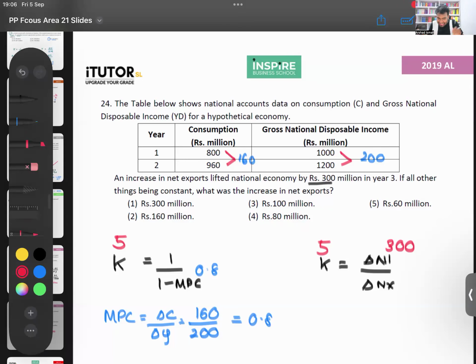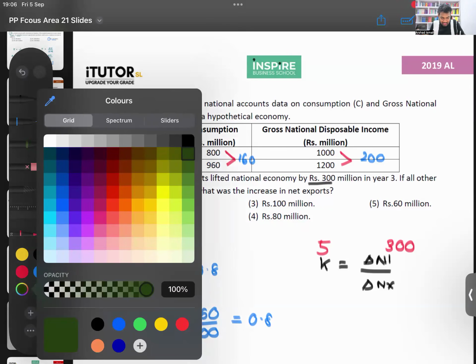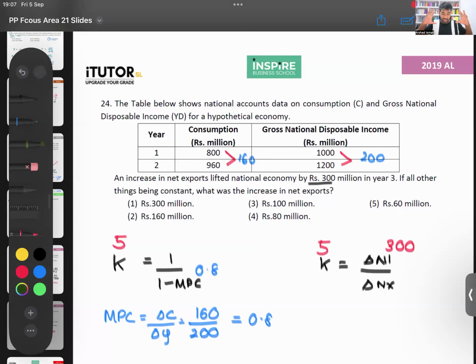See, it's that same thing. What you need to know is, remember these two equations, right? These are the two equations they keep asking about. So this equation with the MPC, these two multiplier equations. Some missing figure you have to find. So here the missing figure is this. So then how much is that? That has to be a 60, right? Net exports would have increased by 60. Multiplier is 5. That is why national income increased by 300.